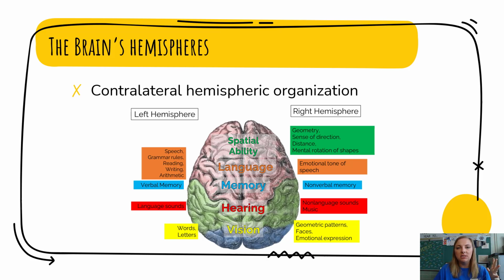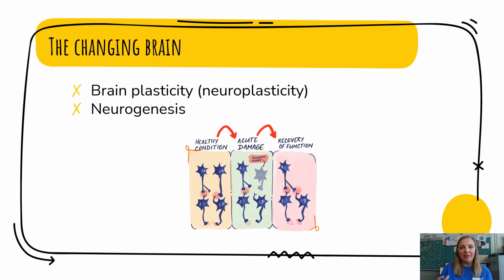In addition, each of the hemispheres has specialized functions as well. The left hemisphere deals with language and logic. That is why Broca's area and Wernicke's area only exist in the left hemisphere, because our left hemisphere focuses on language. In addition, it does logical things like arithmetic, grammar rules, and reading and writing. Our right hemisphere does things like spatial awareness, facial recognition, the emotional tone of speech, geometric patterns, and music.